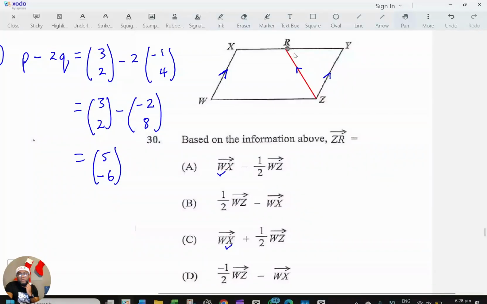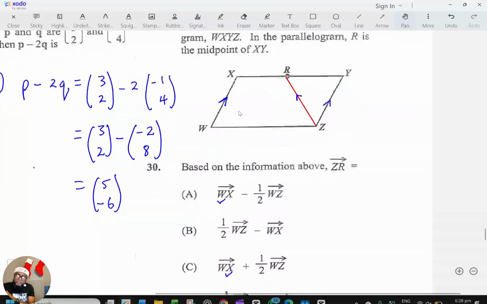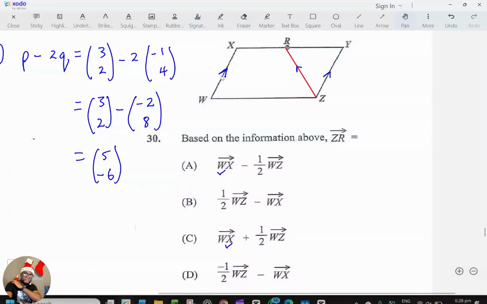And then we go from Y to R. Now, Y to R would actually be half of WZ. But what direction are we moving? We're moving from W to Z, right? If W to Z is the direction, that means X to Y will be the direction up here. So if you go from Y to R, you're going against the direction. So it'll be negative a half of WZ. So what CSEC did here is they tried to throw you off by, instead of using Z to Y and then Y to R, they use W to X and then they use W to Z.